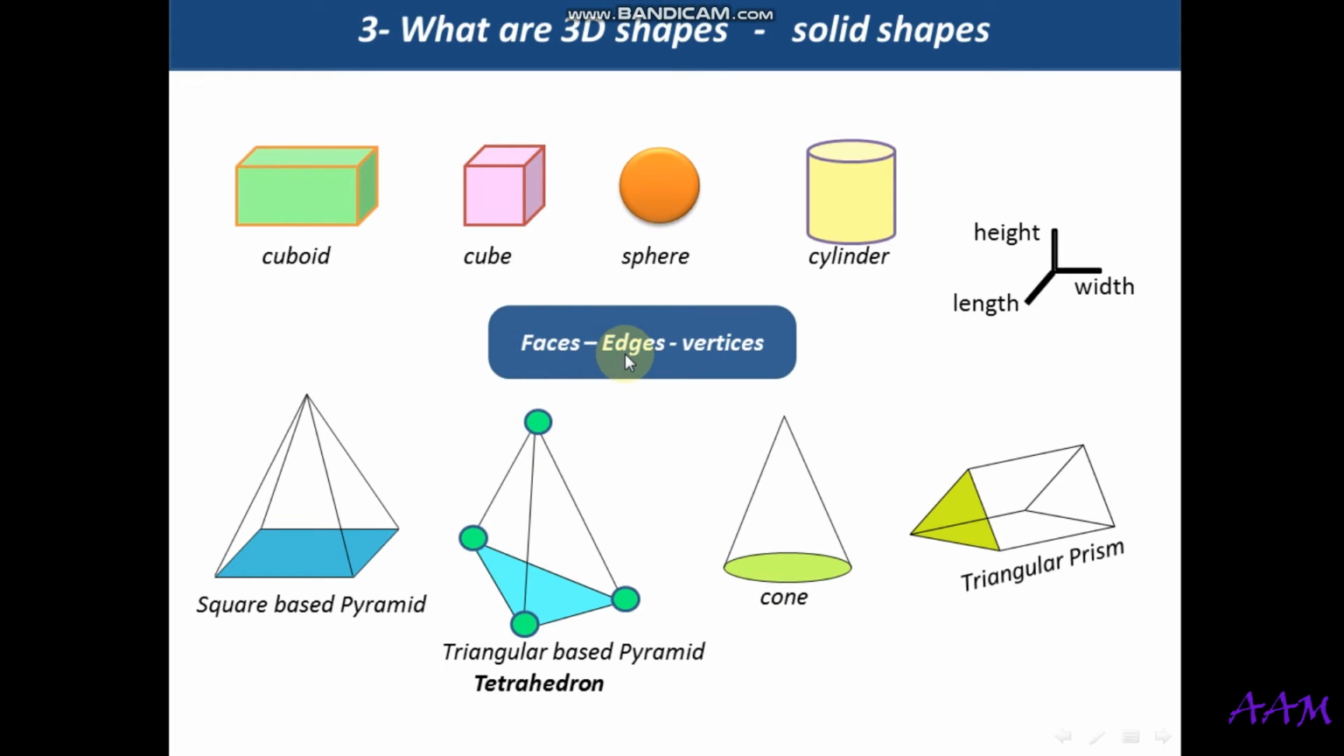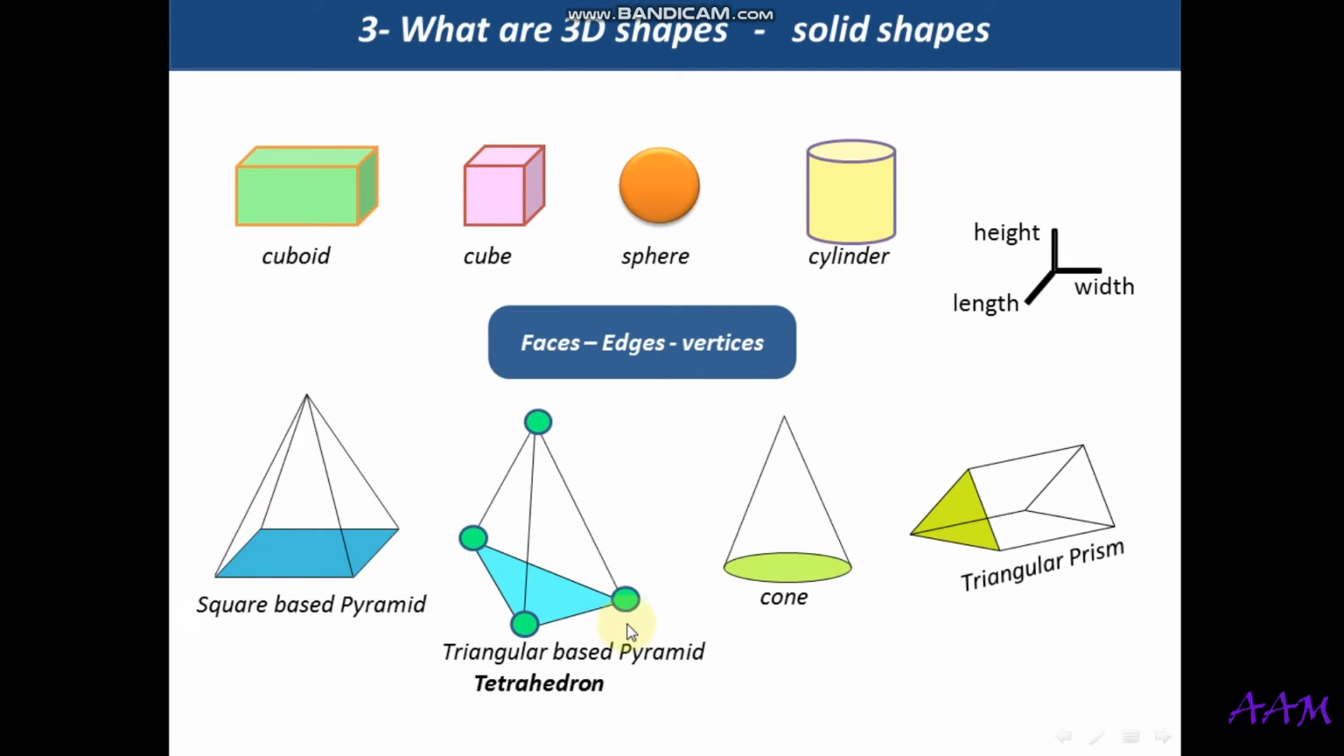What do I mean by the edge? How many edges does a sphere have? 0. How many edges does a cylinder have? This one and this one. How many edges does a square-based pyramid have? 1, 2, 3, 4, 5, 6, 7, 8. This is how you count the edges.